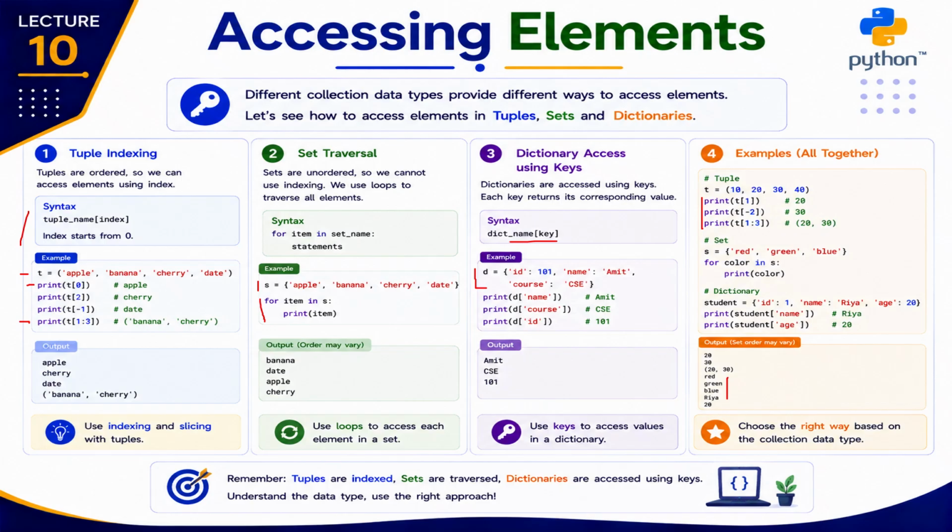Now, what have we learned today? We learned that tuples are accessed using indexes. Sets are accessed by traversing them with loops because they don't have indexes. And dictionaries are accessed using keys. So always choose the correct method based on the collection type you are working with. Now, let's move on to our next slide.